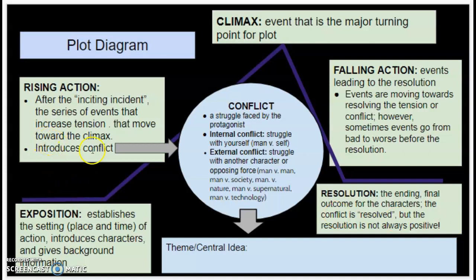Secondly, on the plot diagram, we have the rising action. So the rising action is a series of events that increases tension. It moves towards the climax, and it introduces the conflict, and the conflict generally increases as you work towards the climax. So in this case, Romeo decides with his cousin to go to the Capulet house for a ball, and he meets Juliet there. And that inciting incident, which is the incident that increases the tension and works towards the climax, is when they realize they are enemies.